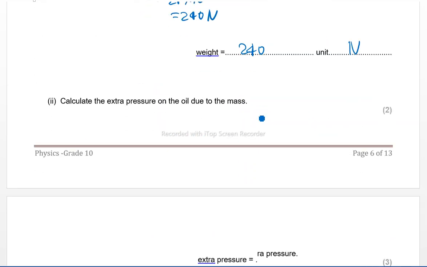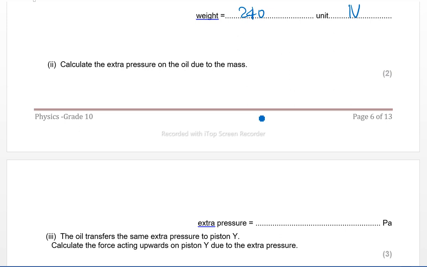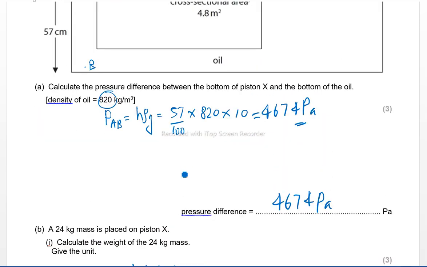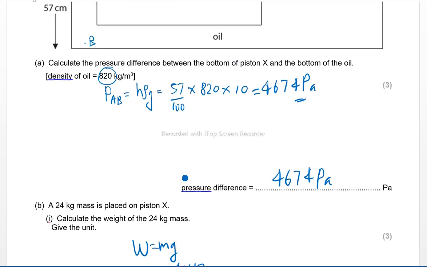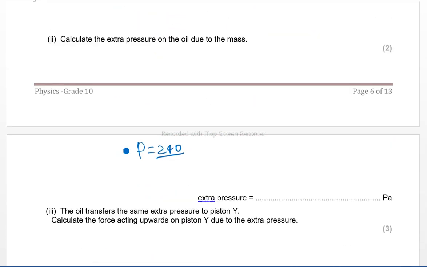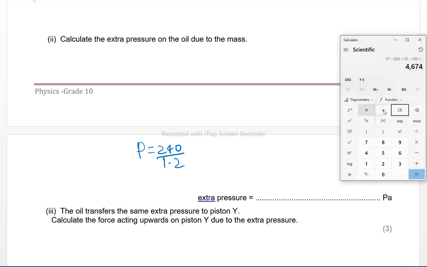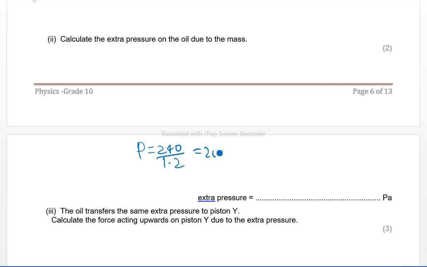So we'll give a try. Pressure is equal to 240 divided by 1.2 meters squared, isn't it? Right. So 240 divided by 1.2. We get the answer as 200 pascals. So where do we write the answer here?